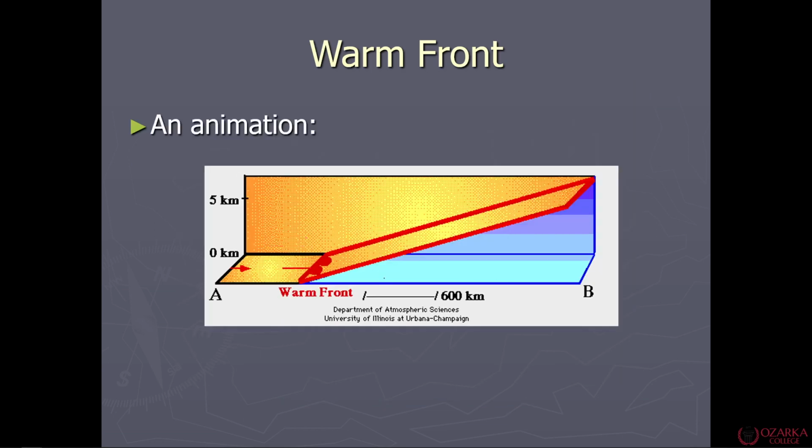Now here is the animation of a warm front. So you got the warm air going up over the slope of the front. The clouds are built, and therefore the rain and showers persist.